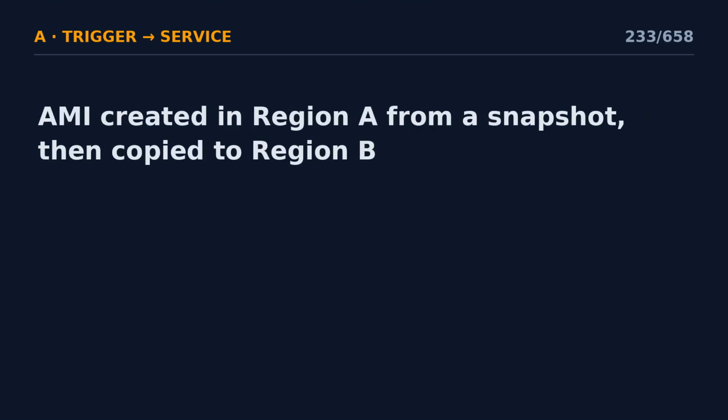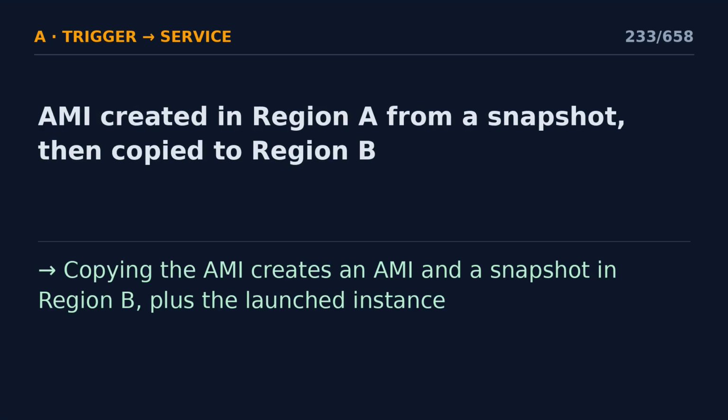AMI created in region A from a snapshot, then copied to region B. Answer: copying the AMI creates an AMI and a snapshot in region B, plus the launched instance.